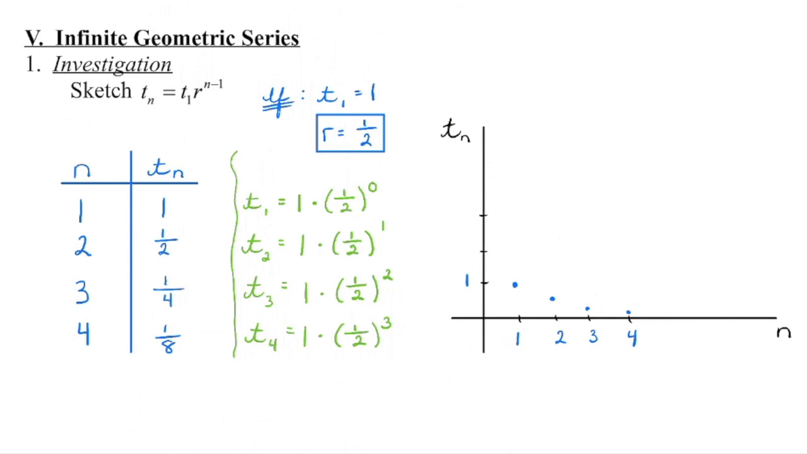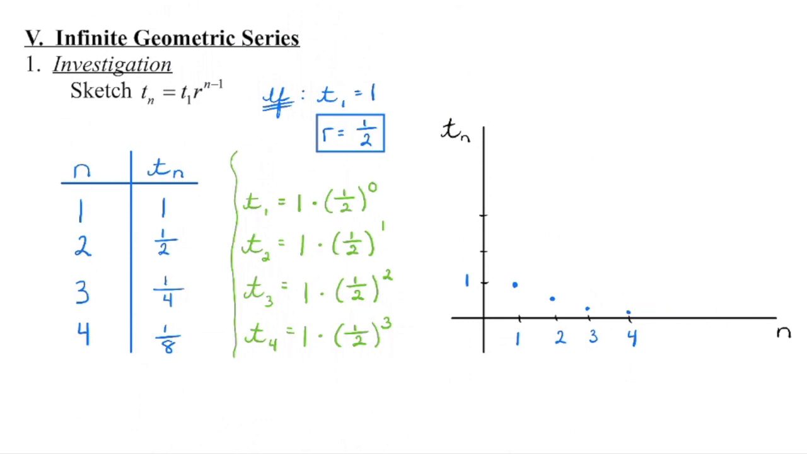My third term, 3 minus 1 is 2, 1/2 to the power of 2 is 1/4. So my third term has a value of 1/4, and we're going to continue on. So you can see that as the term numbers get larger, the value of each term is getting smaller. So this is approaching 0.